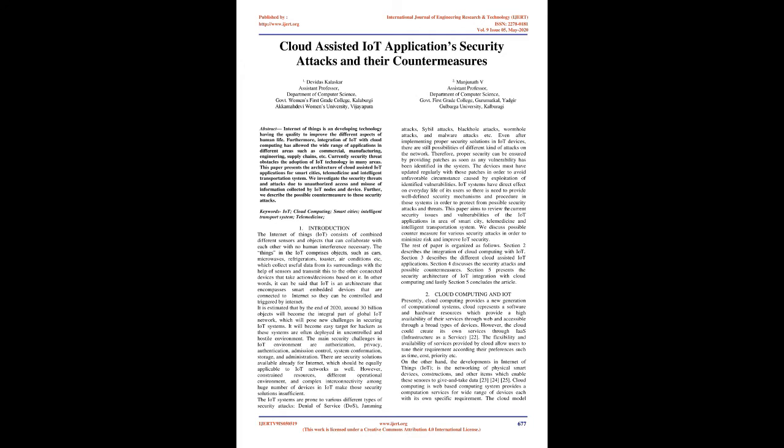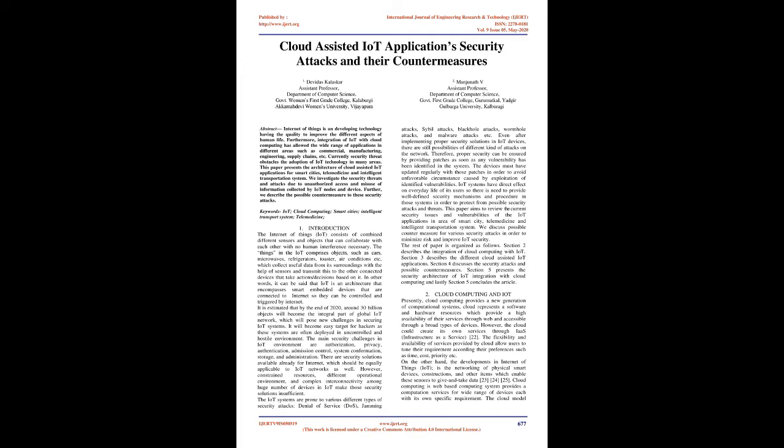It is estimated that by the end of 2020, around 30 billion objects will become an integral part of the global IoT network, which will pose new challenges in securing IoT systems. It will become an easy target for hackers as these systems are often deployed in uncontrolled and hostile environments. The main security challenges in the IoT environment are authorization, privacy, authentication, admission control, system conformation, storage, and administration. There are security solutions available already for the Internet, which should be equally applicable to IoT networks as well.